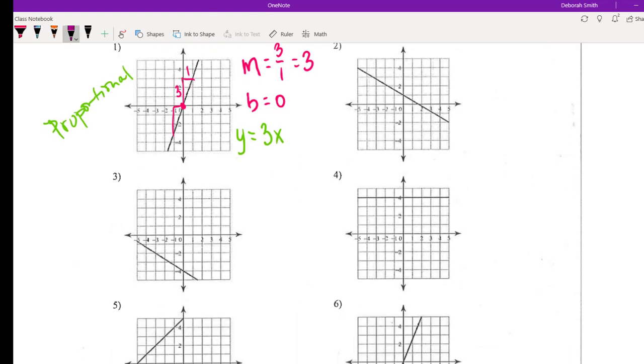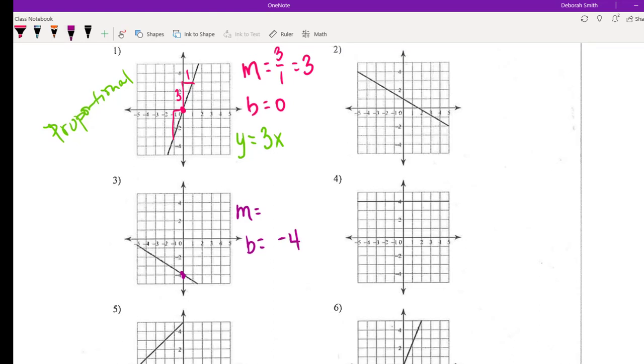All right, scrolling down. Slope and y-intercept. So the y-intercept is where it's crossing the y-axis. So here it's -4. And then figuring out the slope, it looks like it's going through this point right here to me. So then when I draw my triangle here, this is a -2 vertically and a 3 horizontal.